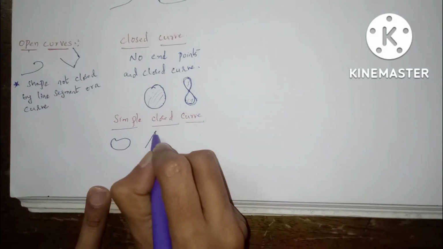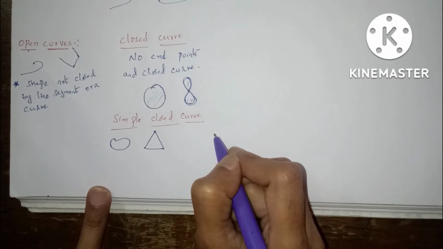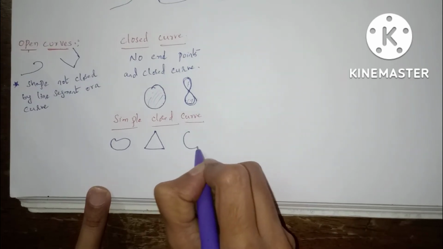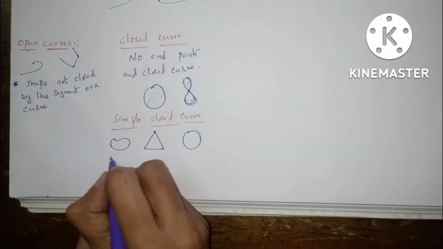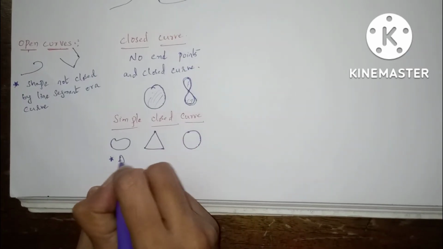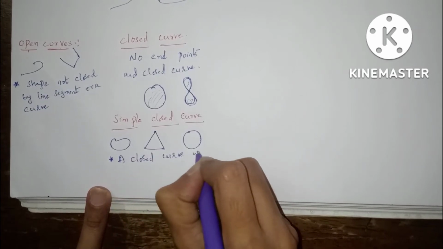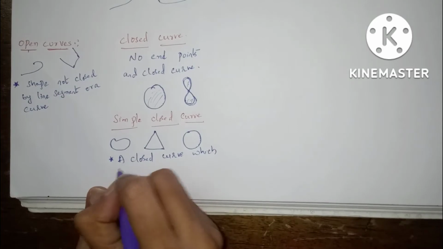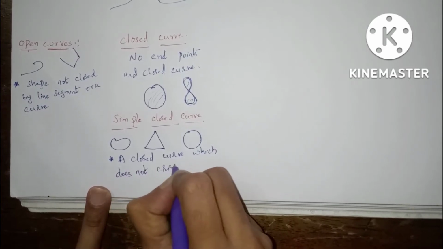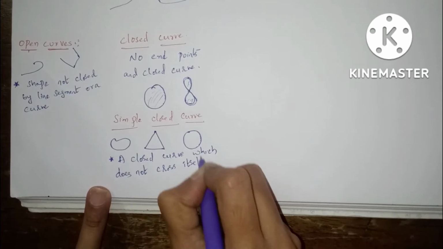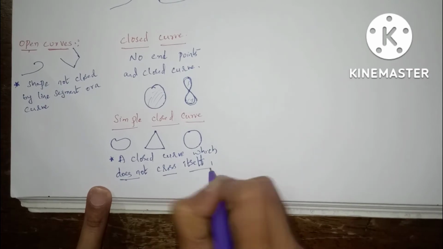For example, if I draw this figure, it is a simple closed curve. Or if I draw a circle, this is a simple closed curve. So what is the important point here? A closed curve which does not cross itself is called a simple closed curve.